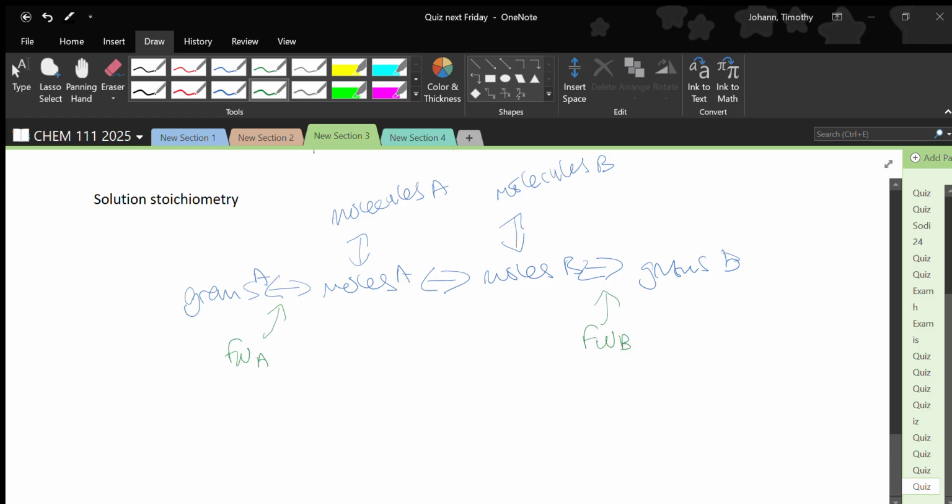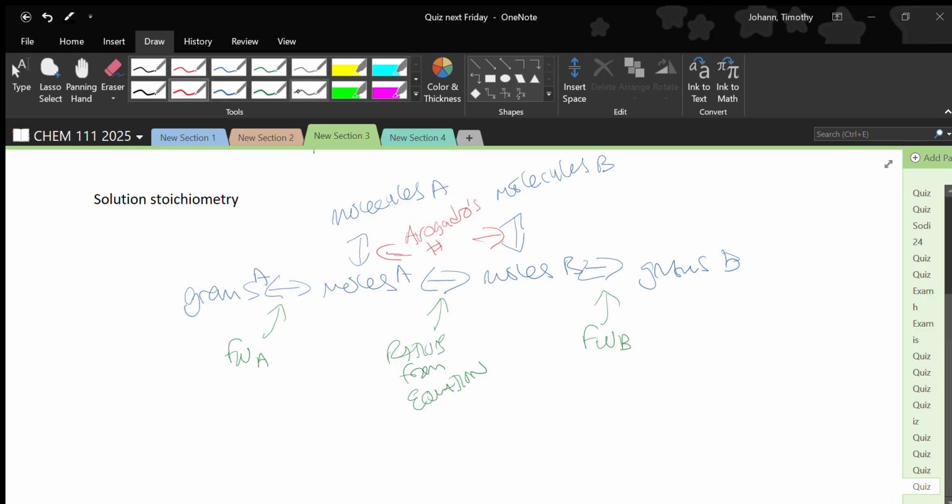What I'm drawing in here, these are the conversion factors we're going to use to go from one to the other. This right here is the whole number ratios from the chemical equation. And then up here we had Avogadro's number. Okay, that should be all review. And then what we're going to add today is something new.